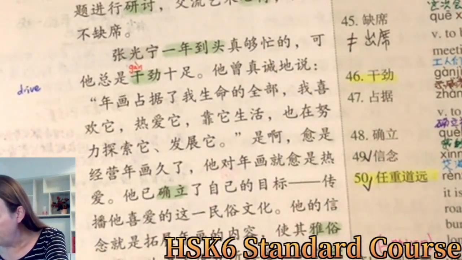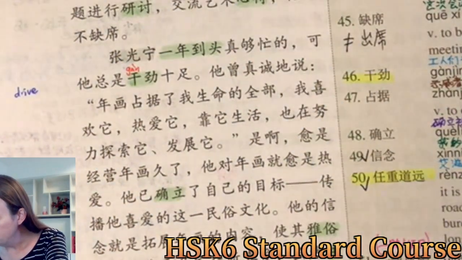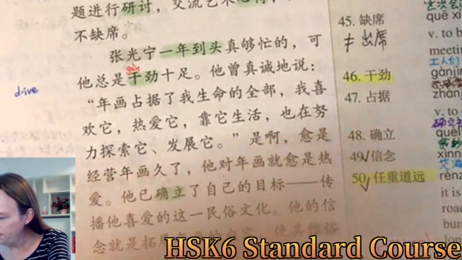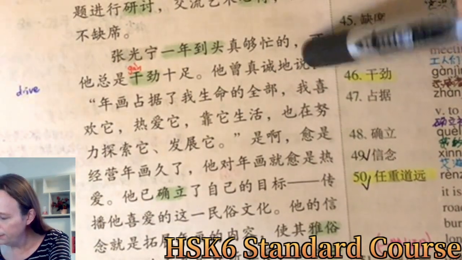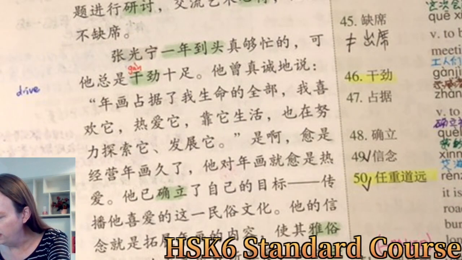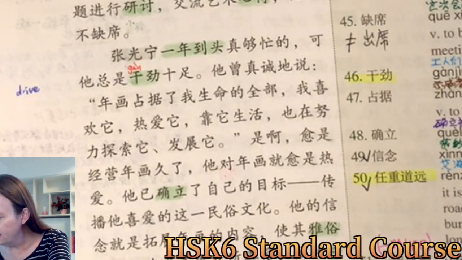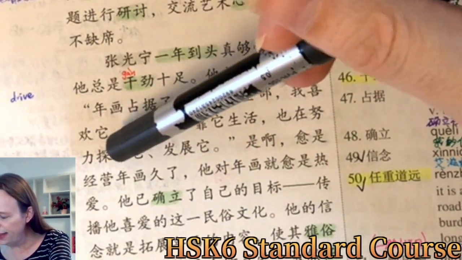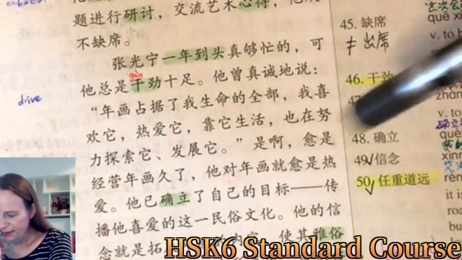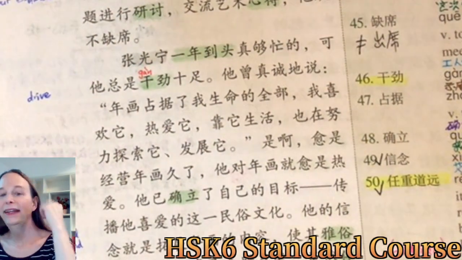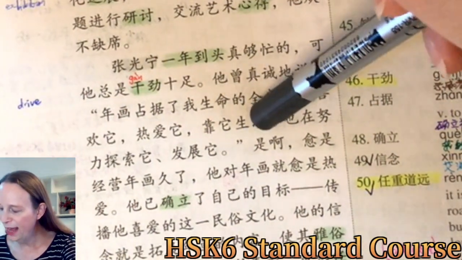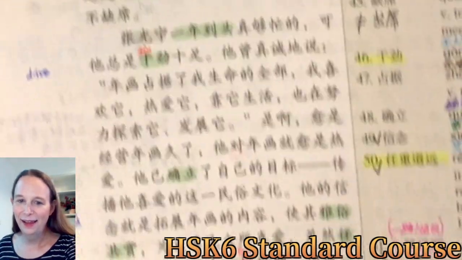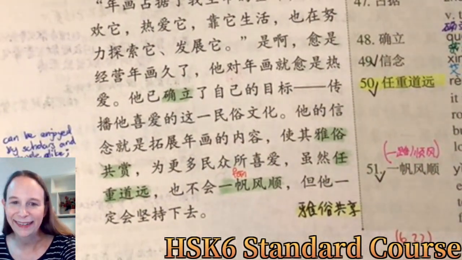张光明, 一年到头, 真够忙的, 可他总是干劲十足, 他曾真诚地说, 年画占据了我生活的全部, 我喜欢它, 热爱它, 靠它生活, 也在努力探索它,发展它,也靠它生活. So in English, you would use a preposition here. So it's a bit weird. 靠它生活. So rely on 年画 for your life, like to be able to function in life. Like maybe for money and so on.